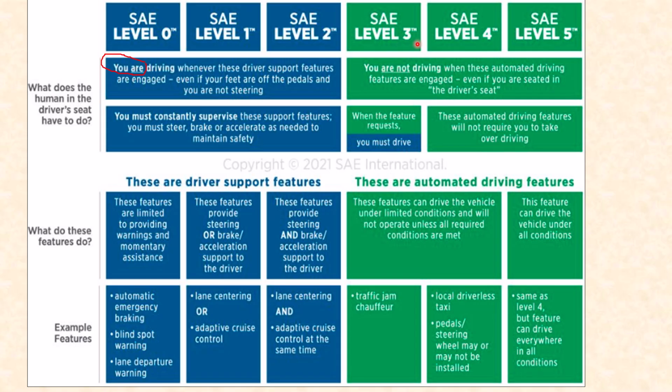As I said, for level 3, level 4 and level 5, the primary responsibility is on the ECU, or the computer in the vehicle. Now understand this sentence carefully. You are not driving when these automated driving features are engaged, even if you are seated in the driver's seat. Now let me highlight this word.